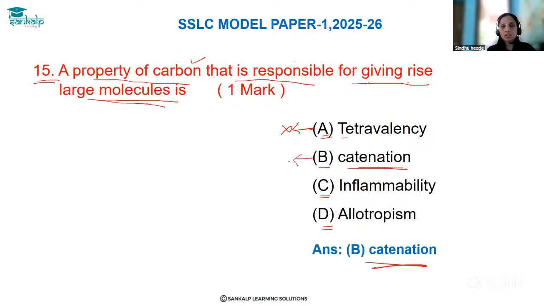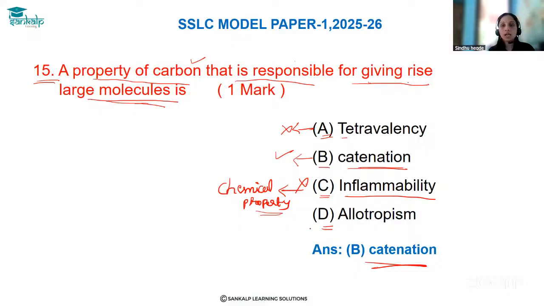And next, the third one is wrong. Option C is wrong. Why? Because inflammability is not a structural property of carbon. This is a chemical property. Hence, it is wrong. The question is related to the structural property of carbon, and inflammability is a chemical property.